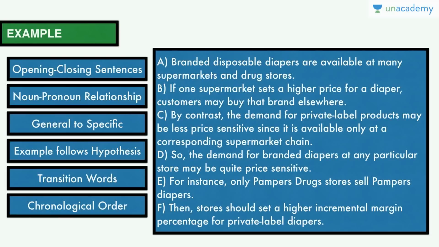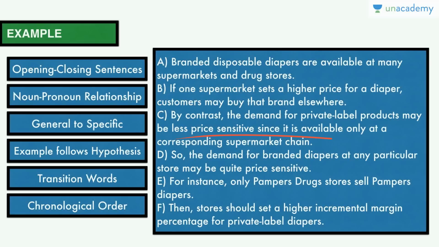Branded disposable diapers are available at many supermarkets and drugstores. Okay, looks like it could be an opening sentence. There's no reference to anything in the past. If one supermarket sets a higher price for a diaper, customers may buy that brand elsewhere. Okay. By contrast, okay, so I know that there's going to be some transition, that this remaining part of the sentence will probably contradict or negate or provide a contrast to some other sentence that will precede it.